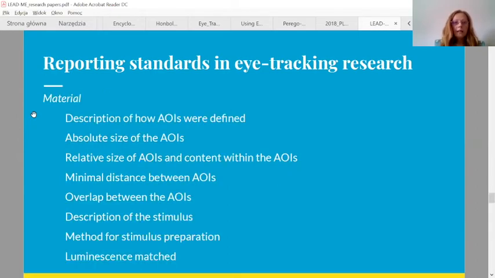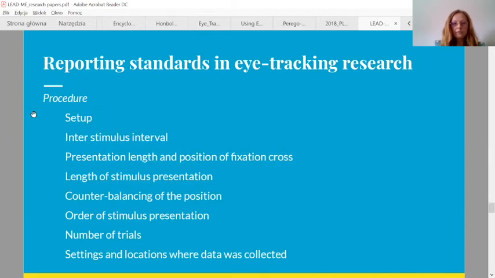Then the materials, especially the AOIs. They have to be very precisely stated, right? Where they are on the screen, how they are defined, right? What's their absolute size and relative size, right? What is the minimal distance between them, whether they overlap and how. Also, the stimuli have to be very well described, the method of their preparation, and also, if you do pupil dilation, then luminance, whether it's matched between the stimuli and ambient lighting, right?